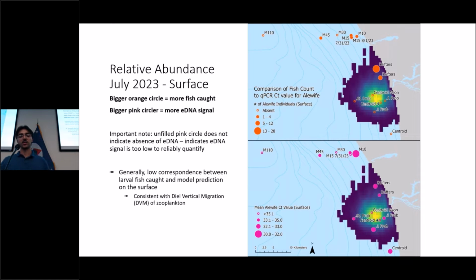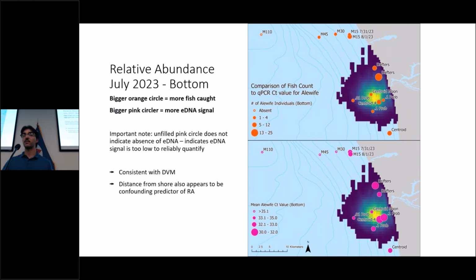And upon initial glance, there's really low correspondence between the model output and the fish caught. However, this is actually a really exciting result. The absence of larval fish on the surface within and around the centroid is consistent with the widespread observation of daily vertical migration of zooplankton. So during the day, zooplankton remain closer to the bottom to avoid predators and migrate to the surface at night.